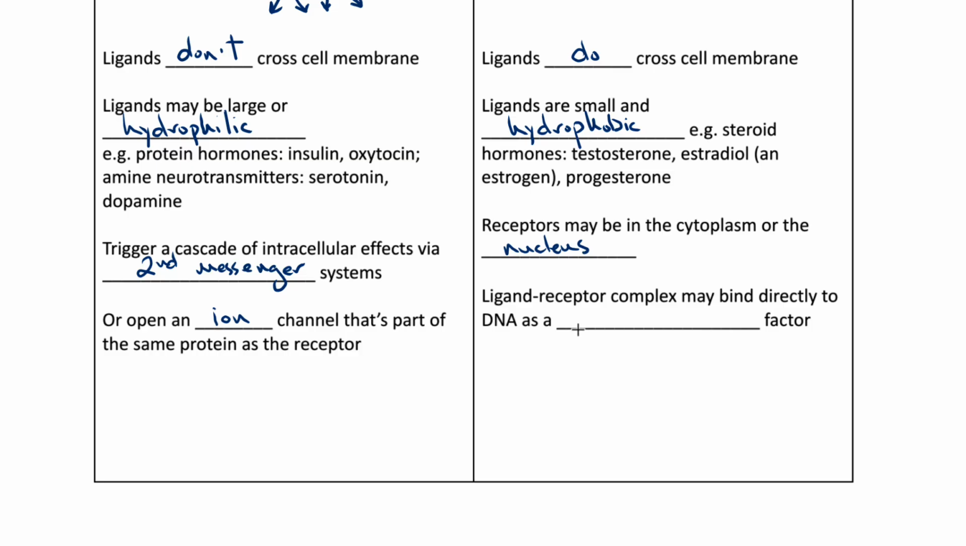In contrast, in some cases in the intracellular receptor case, the ligand receptor complex, if it's in the nucleus, may even bind directly to DNA and act as a transcription factor, regulating gene expression, meaning switching genes on and off and regulating whether they are expressed to proteins or not. So that is a compare and contrast between transmembrane receptors and intracellular receptors, and in the next lesson we'll go into more detail into the different kinds of transmembrane receptors.